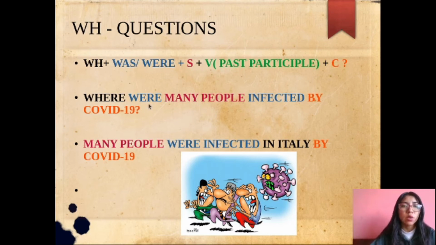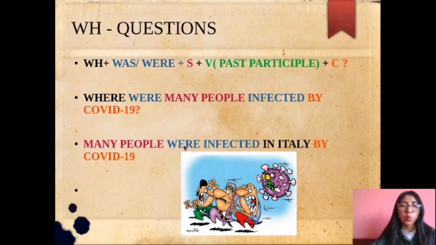Were many people infected by COVID-19? We are going to answer, many people. We are going to start with the subject, then you are going to go with the auxiliary and the verb in past participle and the complement. Pay attention here. Your answer is as an affirmative sentence. Okay, so where were many people infected by COVID-19?